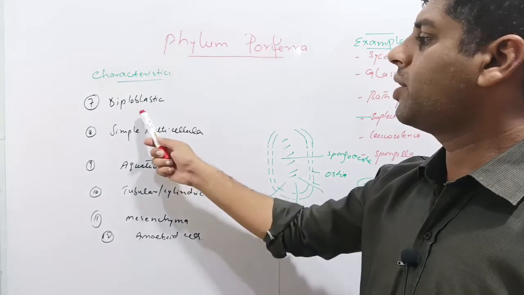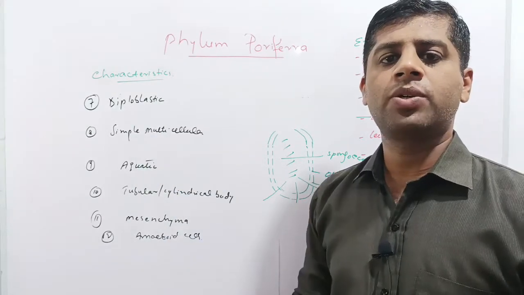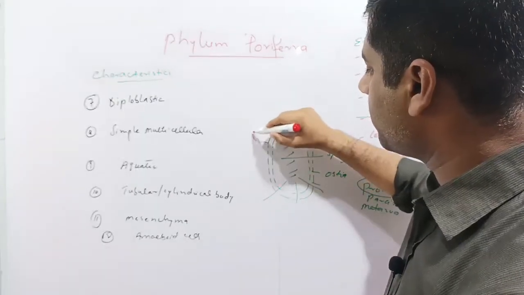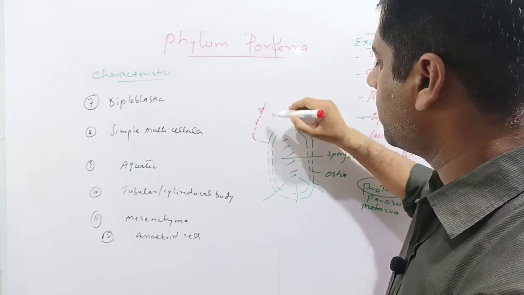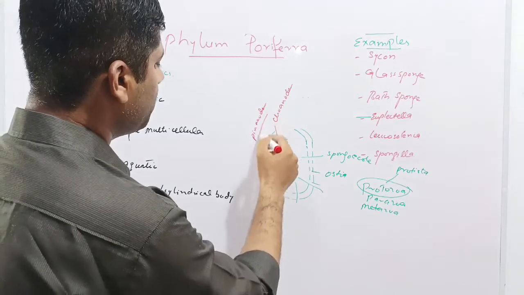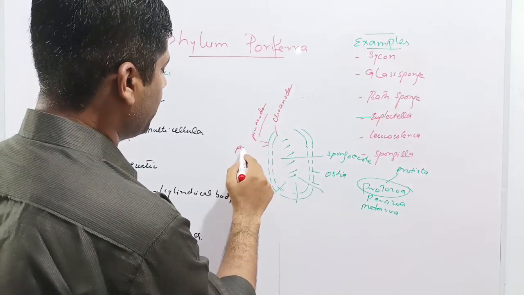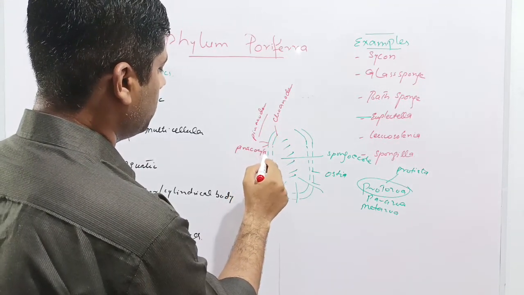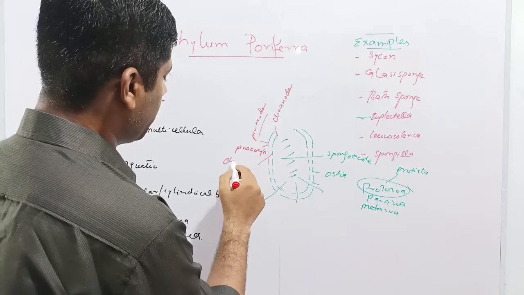Next character is that these are diploblastic animals. Their bodies bear two layers. The outer layer is called pinacoderm and the inner layer is called coenoderm. The pinacoderm is made up of cells called pinacocytes, while inner layer cells are called coenocytes.